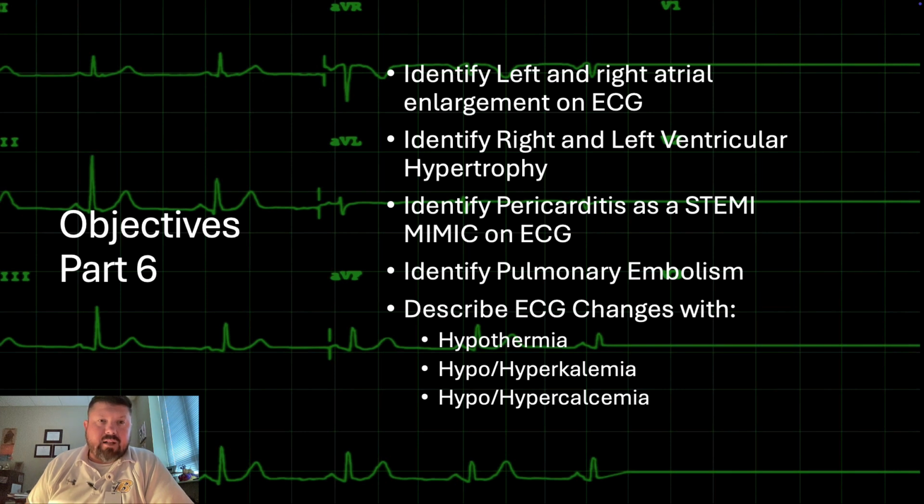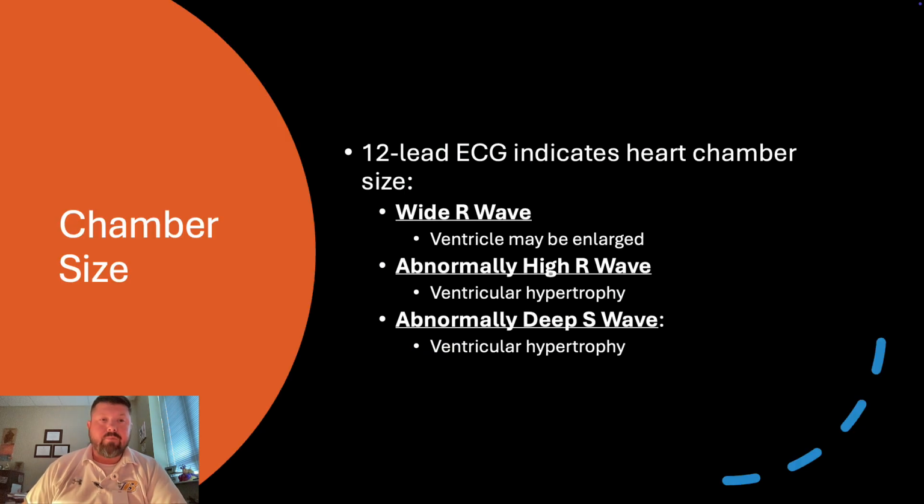So we're going to identify left and right atrial enlargement on the ECG. We're going to identify right and left ventricular hypertrophy, identify pericarditis, which is a STEMI mimic on the ECG, identify pulmonary embolism, and then describe ECG changes associated with hypothermia, hypo and hyperkalemia, and hypercalcemia.